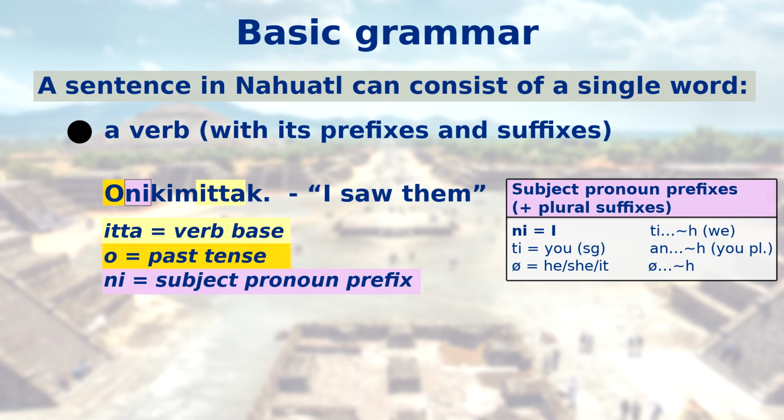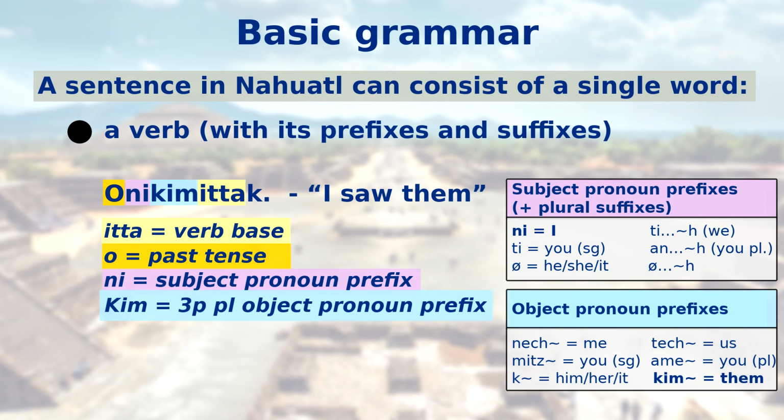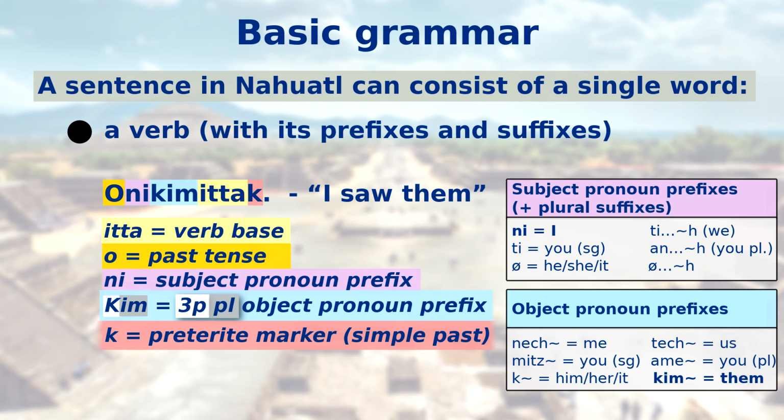Ni is a subject pronoun prefix, meaning I. Kim is a third-person plural object pronoun prefix. In other words, it means them. The k marks the third person, while im marks the plural. K is a preterite marker. In other words, it marks the simple past tense. The plural form is different, and the preterite marker differs depending on the class of verbs.